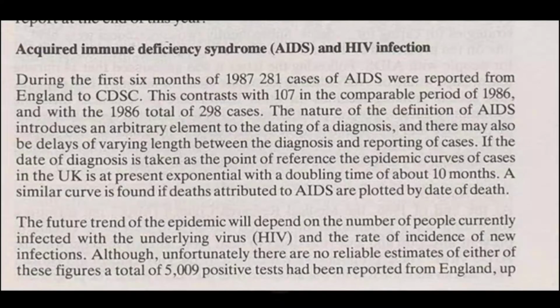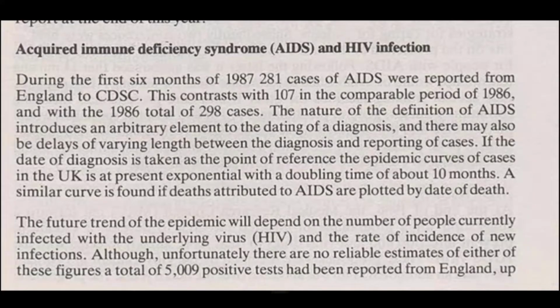He notes the difficulty which arose because the nature of the definition of AIDS introduced an arbitrary element to the dating of diagnosis, and the delays of varying length between the diagnosis and the reporting of cases. He estimated that if the date of diagnosis was taken as the point of reference, the epidemic curve of cases in the UK was at that time exponential, with a doubling time of about 10 months. And he found a similar exponential curve looking at deaths attributed to AIDS, plotted by date of death.